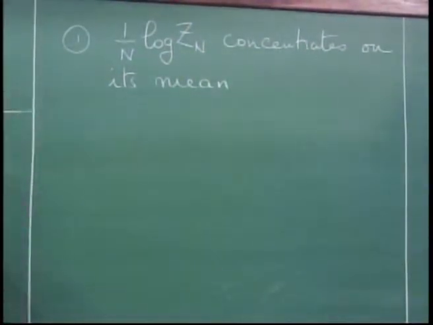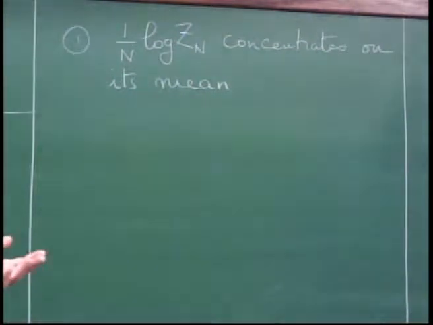You know, sometimes it happens that you can compute the mean, the first moment of a random variable, but you don't know anything about the random variable because the second moment is huge or something like that. Here it's not the case. This concentrates on its mean. So that's the right object to study.